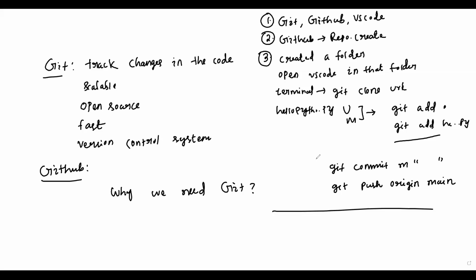So can we push before commit? No, because commit is like a snapshot. There should not be any untracked or modified files. Commit means it should be added first. So before commit, what is the step? Add. Staging area. All the untracked and modified files should be added and then you commit. No need to sync every time. Maybe once your code is finalized, you can sync it with GitHub.